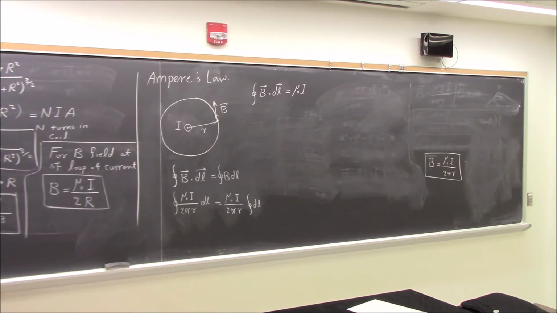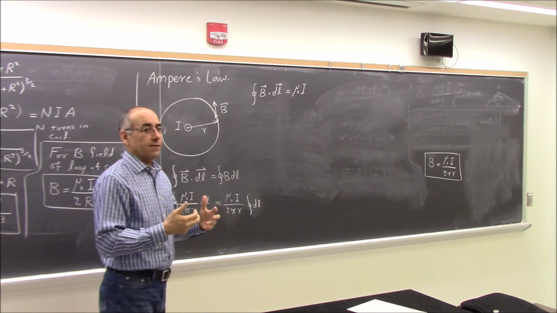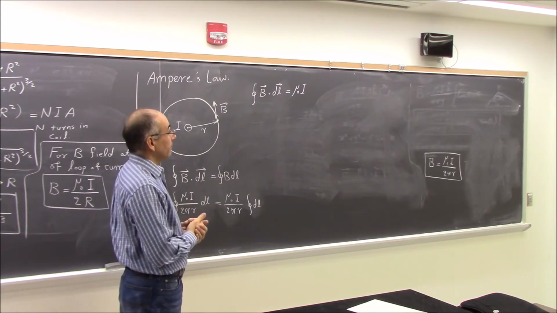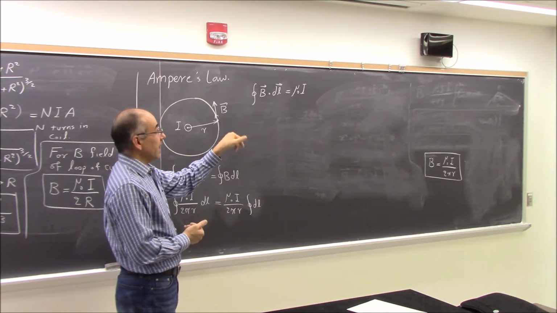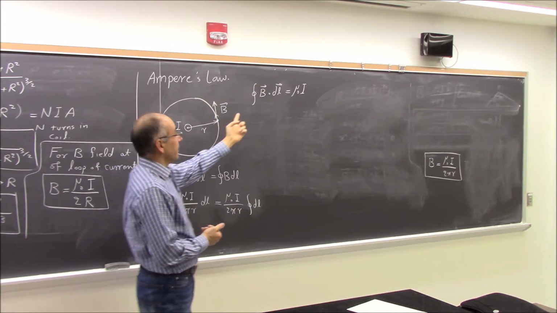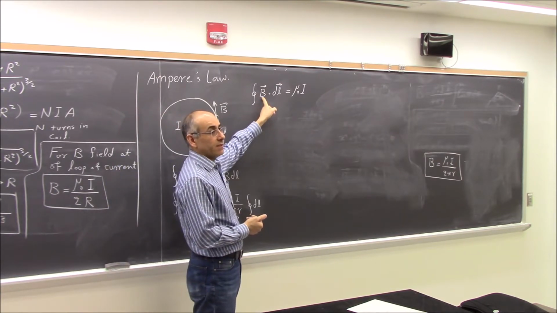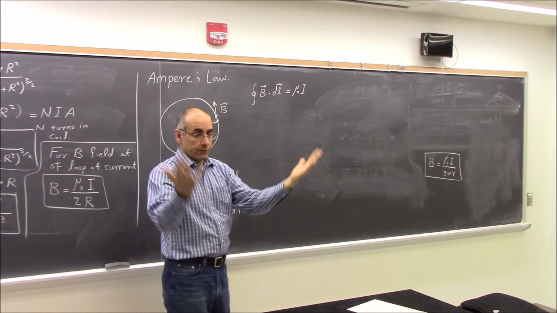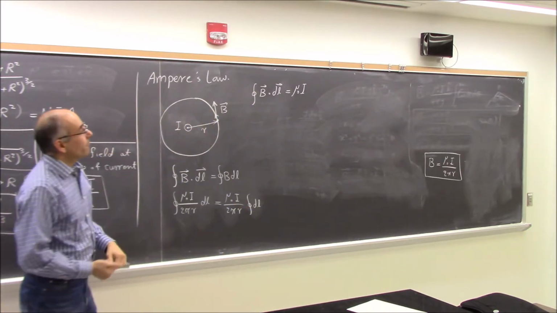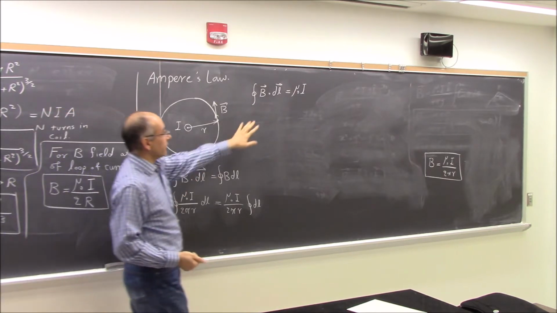Remember that this is the same as what we had for Gauss's law. Gauss's law says the integral over a closed surface of E dot dA is equal to the total electric charge inside divided by epsilon naught. Now instead of 1 over epsilon naught we have mu naught. Instead of charge we have current, and instead of electric field we have magnetic field. But the integral is over a closed loop instead of over a closed surface. But I want to argue that this is general.